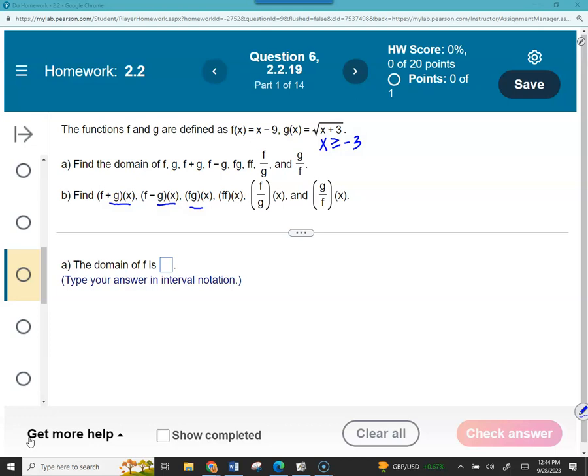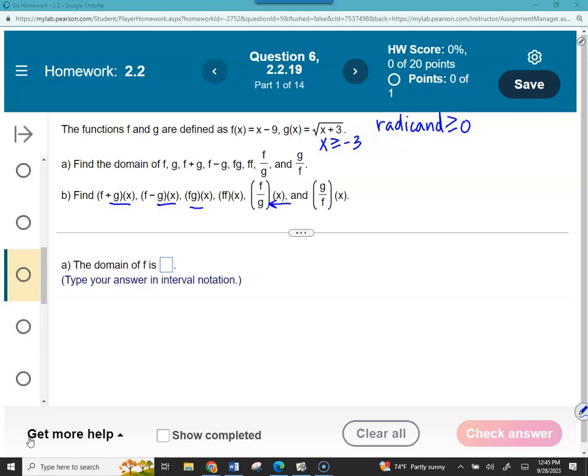That's from chapter R. You remember this from chapter R. You take the radicand and you set it greater than or equal to 0 and you solve, and that's your restriction for that even root. So anytime g's in there, that's going to be your restriction, because you cannot plug numbers less than -3 in there or you'd have a negative root, and that's not possible.